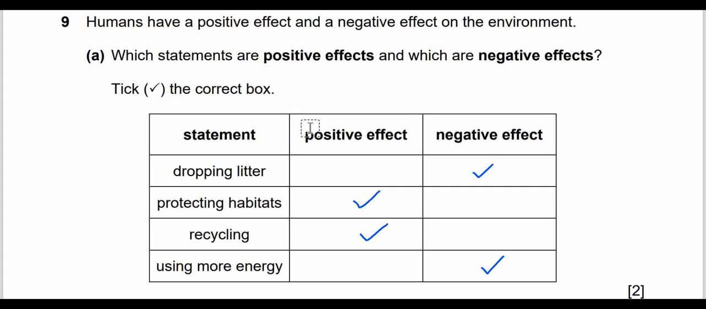Okay, let's open up. Here we go. Dropping litter is a negative effect. Protecting habitats, of course, is positive. Recycling is also positive. Using more energy is a negative effect, as we will consume more fossil fuel for power plants as a source of energy.